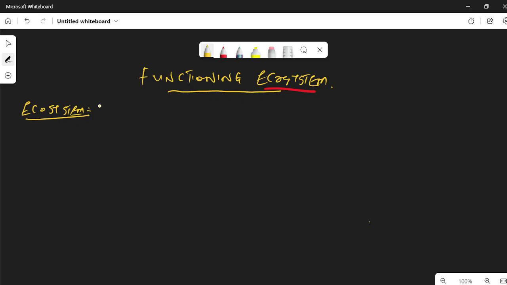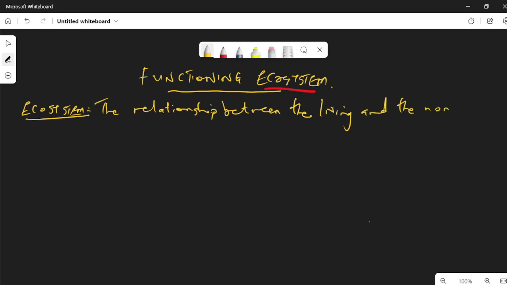Okay, let me put it this way. The relationship between the living and the non-living components. When we talk about ecosystem, we're talking about the relationship between living and non-living components. So what are the living components?